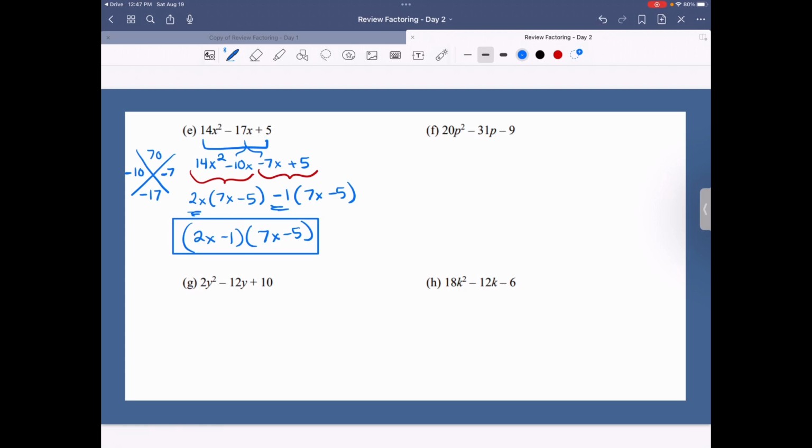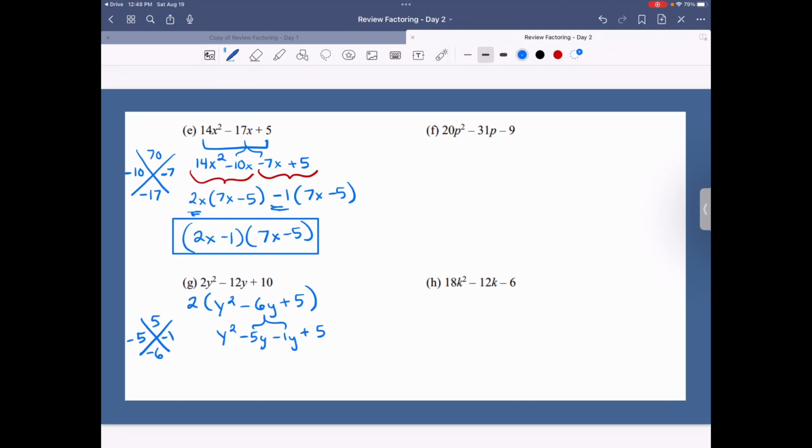Okay, for G, what's the greatest common factor? This one has a greatest common factor. 2. So then we have y squared minus 6y plus 5. Are there factors of positive 5 that add to negative 6? Well, 5 times 1 is 5. If I make them both negative, it works. So y squared, and then negative 6y is negative 5y minus 1y plus 5.